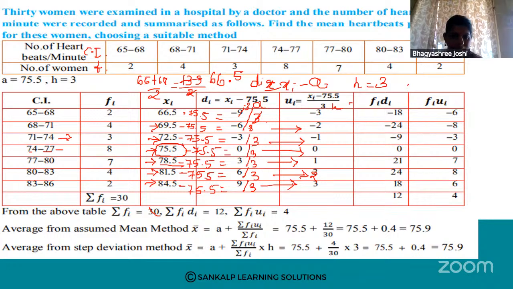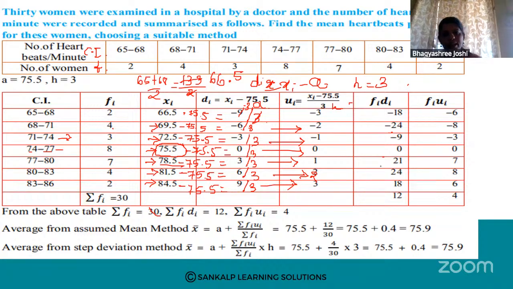Sigma Fi di. Fi is here, di is here. So 9, 2 into minus 9, 2 into minus 9 is minus 18. 4 into minus 6, that is minus 24. 3 into minus 3, that is minus 9. 8 into 0, that is 0. 7 into 3, that is 21. 4 into 6, that is 24. And 2 into 9, that is 18.